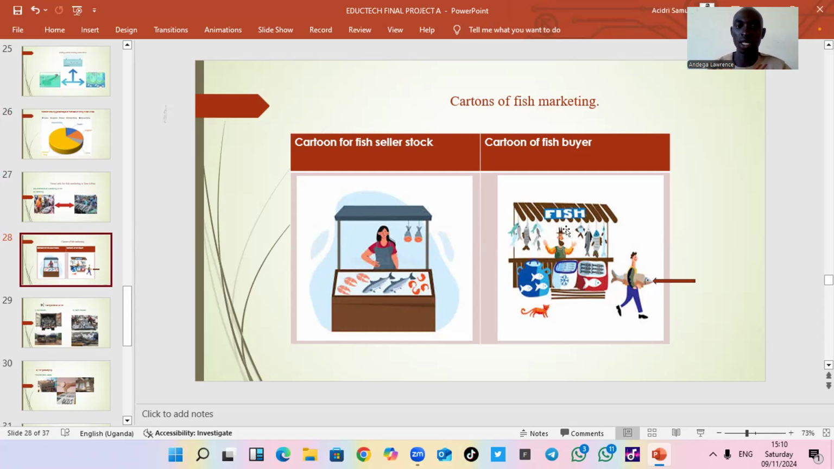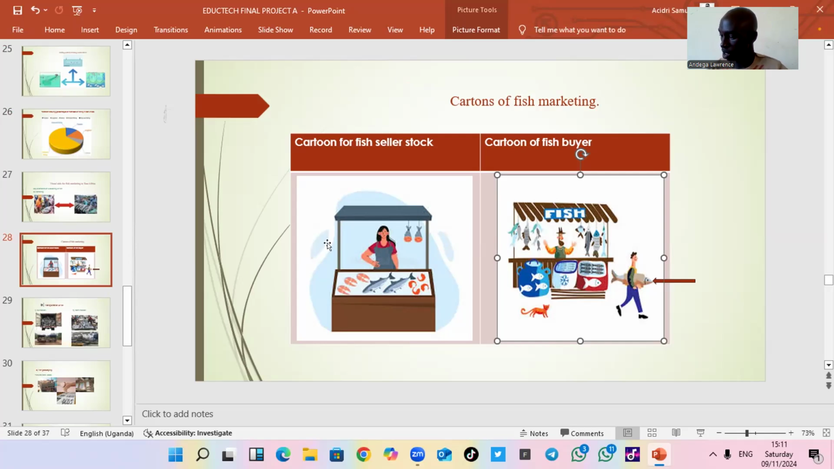And then in the second picture, we are seeing that there is a fish seller who is selling fish. At the same time, there is a buyer who has come and bought one and is going away to his home. So that is another concept. So there is a fish buyer and fish seller that exist in the fish market. All this can be used in the lesson development process for learners to fully understand what exactly takes place in the fish market in East Africa.